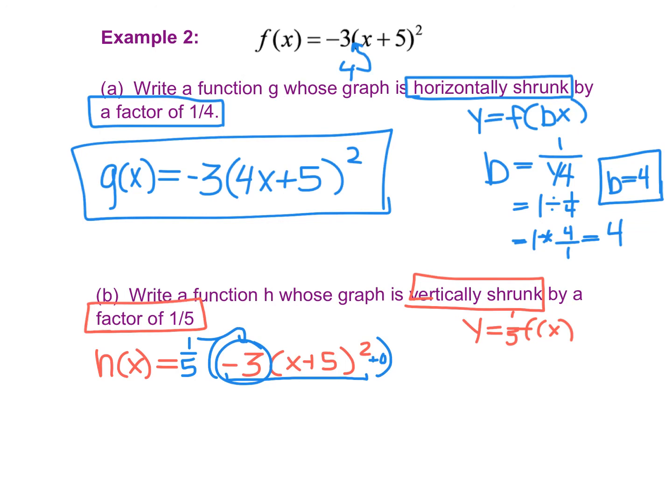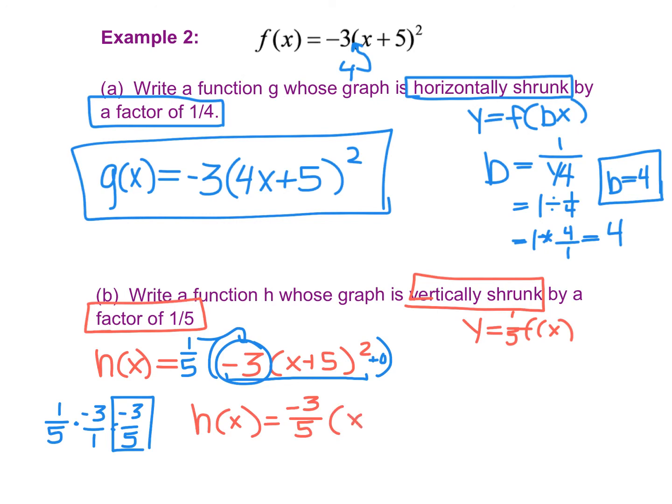Now for those of you that are a little rusty with your fractions and multiplication with fractions, remember that you turn every integer into a fraction. In this case, it becomes -3 over 1. And then you just multiply across. So in this case, it becomes -3 over 5. So our new function is h of x is equal to -3 over 5, parentheses, x plus 5 quantity squared. So you can see that we now have a vertical shrink of 1/5 in that problem by placing that multiplication of 1/5 right in there.